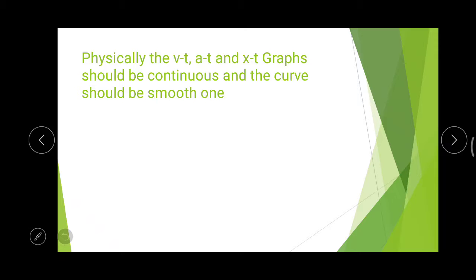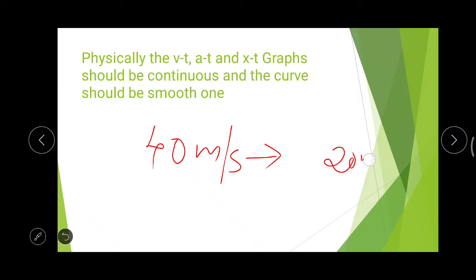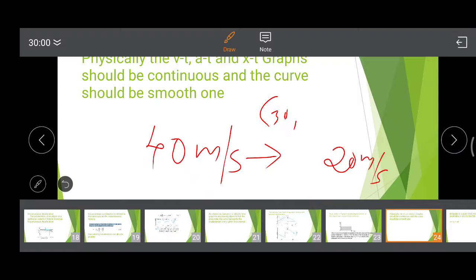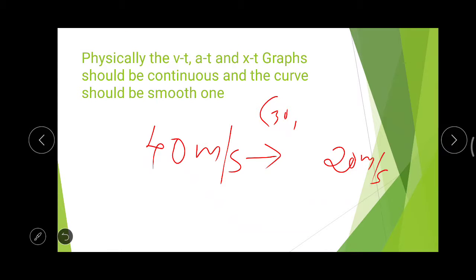That means if a body is moving with a velocity of 40 meter per second, consider, it cannot at a point move to 20 meter per second. Directly it is not possible to move from 40 meter per second to 20. In between, the 30 will come as well. All other values in between 40 and 20 will be there. So a discrete graph, or a graph with sharp edges, cannot be possible. Then the graph should be smooth lines, because if it is 40, it should go through 38, 35, 30, then 28, 25, 22, then 20.